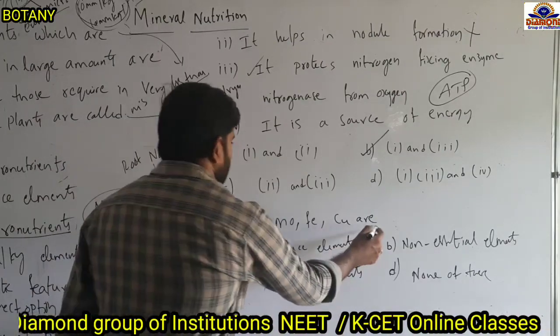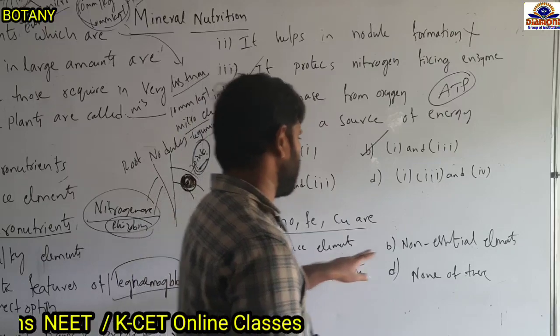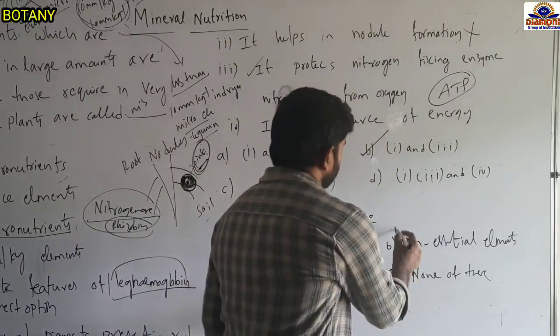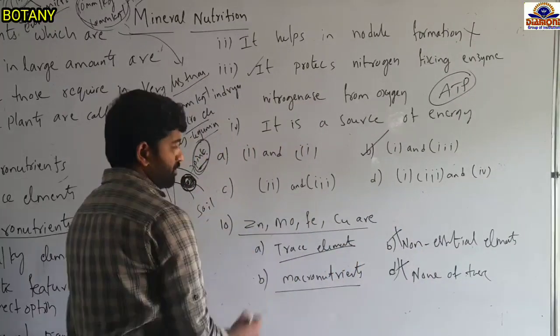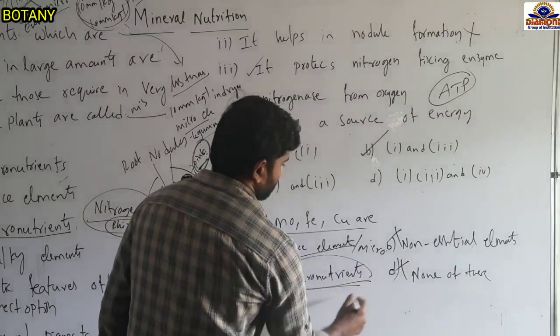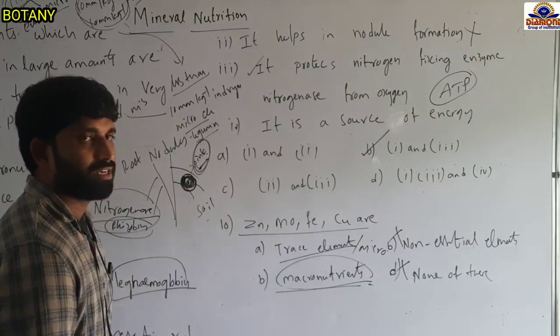And next question: zinc, molybdenum, iron, copper. The options are A, trace elements; non-essential elements; macronutrients; and none of these. So eliminate non-essential elements and none of these, and remain with trace elements and macronutrients. Trace elements are also called micronutrients, and macronutrients are the elements the plant utilizes for growth and development at more than 10 millimoles per kg.